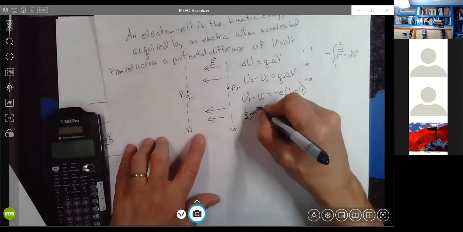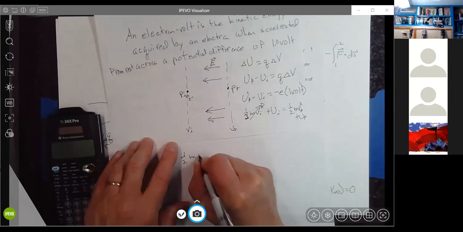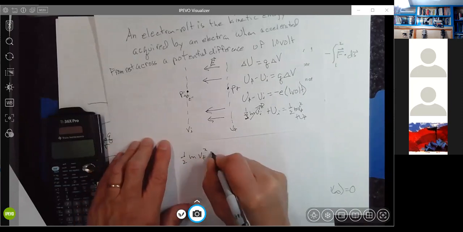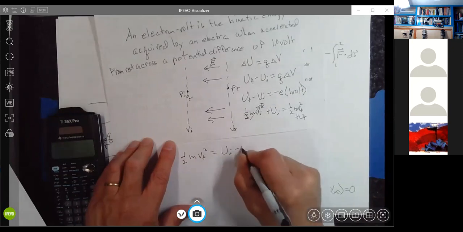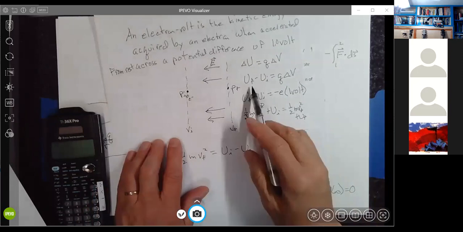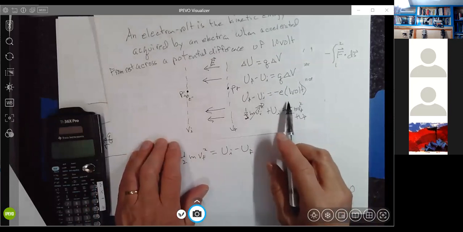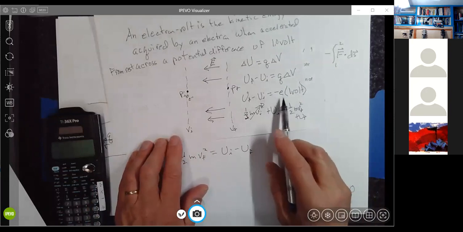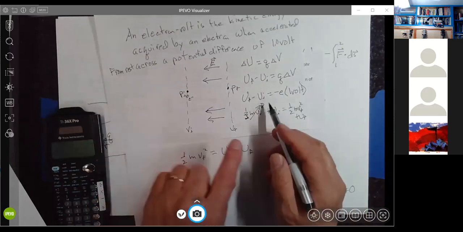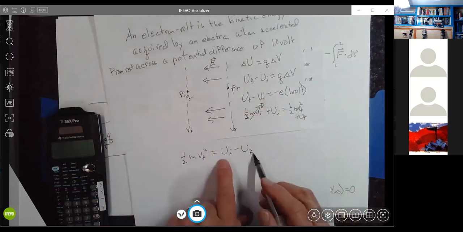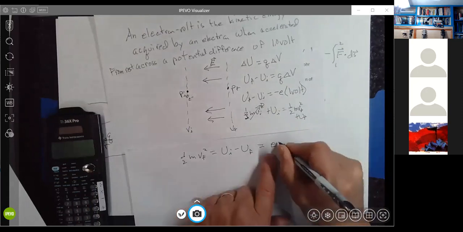Okay, this is 0. Let's see, 1/2 mv final squared is going to equal U initial minus U final. And U final minus U initial was that thing. This will equal minus E times the 1 volt. So the reverse of that will equal plus E times 1 volt.